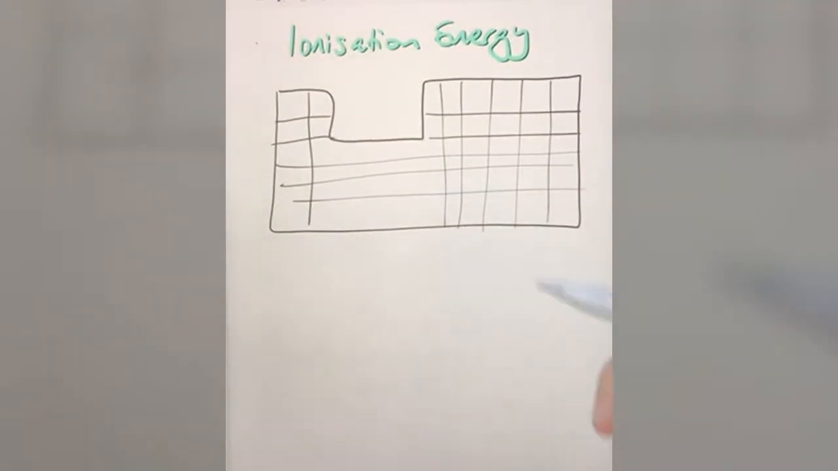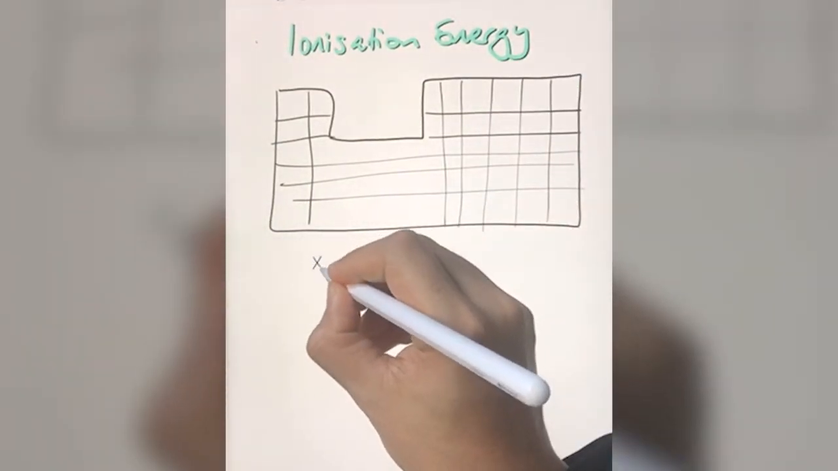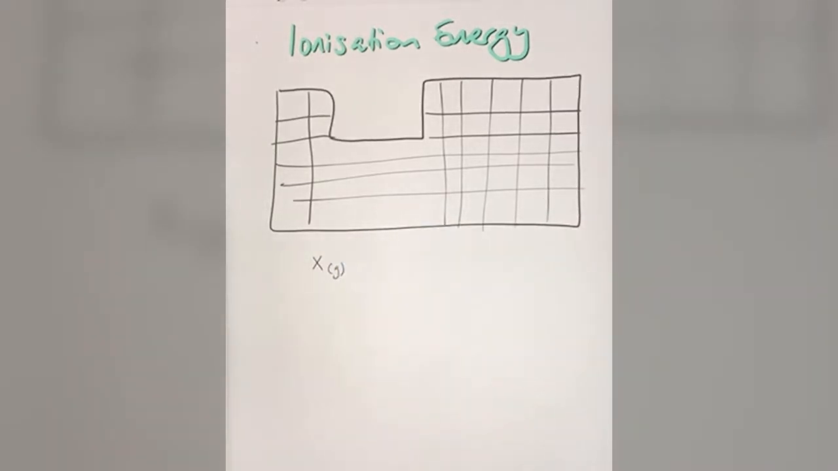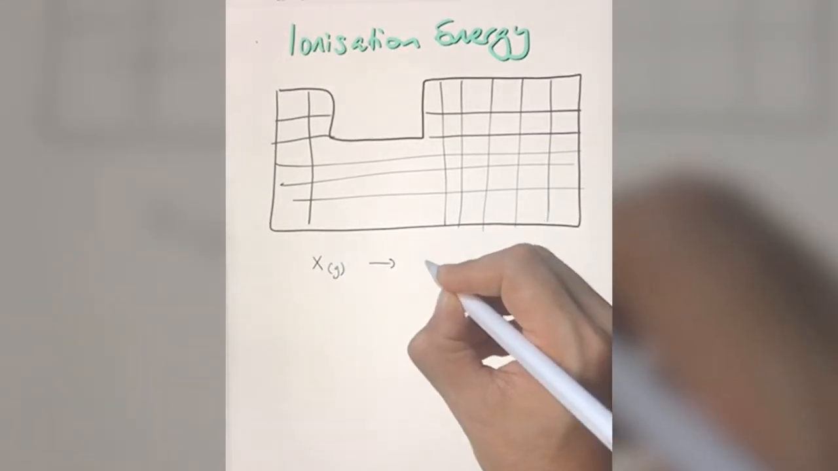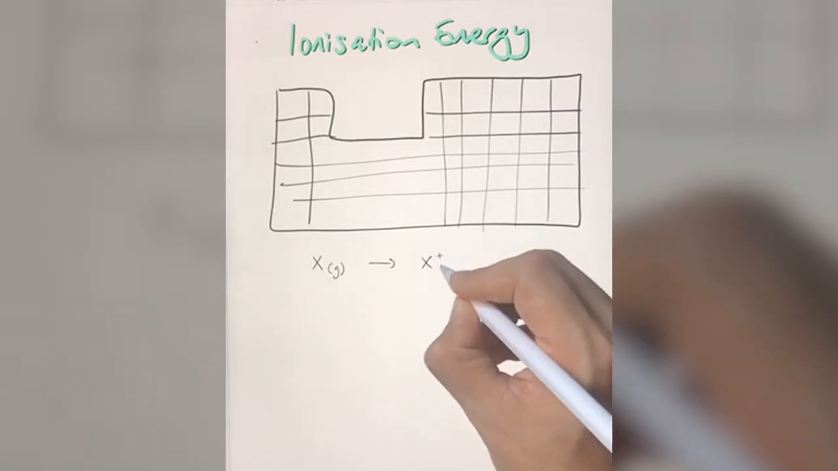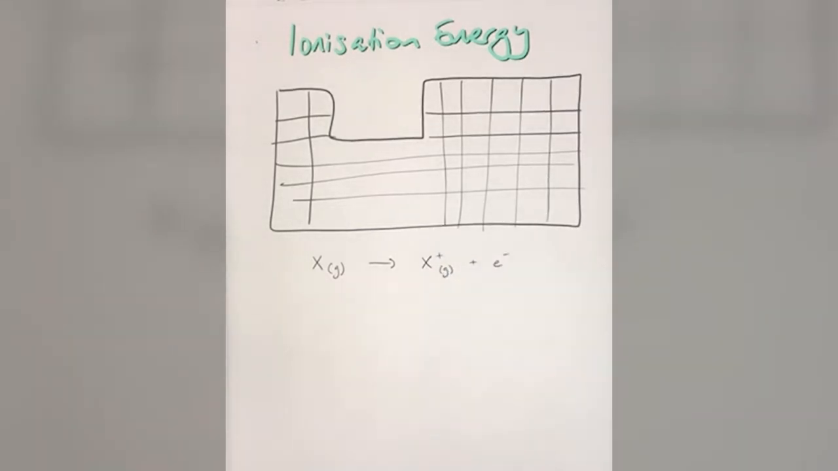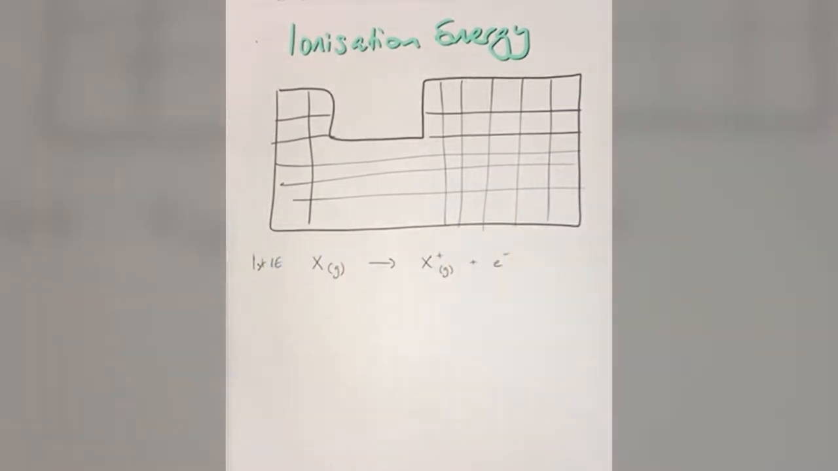So we can always write an equation for ionization energy by doing 1 mole of whatever it is we have, and we have to have gaseous atoms, so we have 1 mole of that, and it's being turned into 1 mole of gaseous 1+ ions with electrons being removed. So this is the first ionization energy of something.